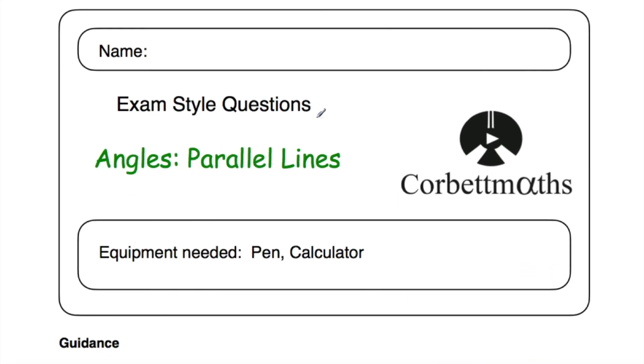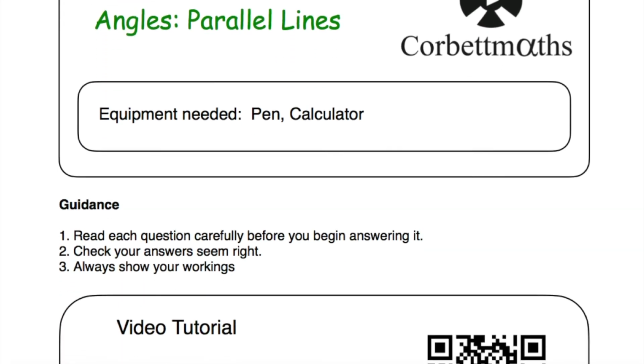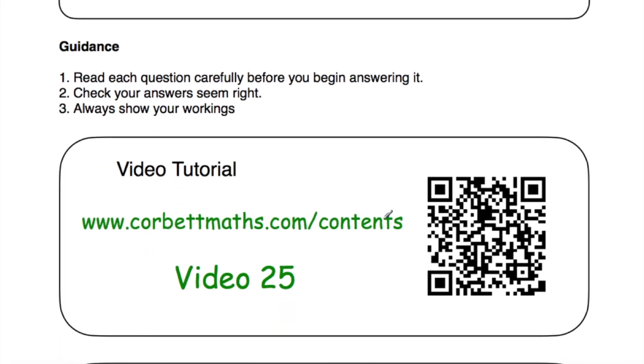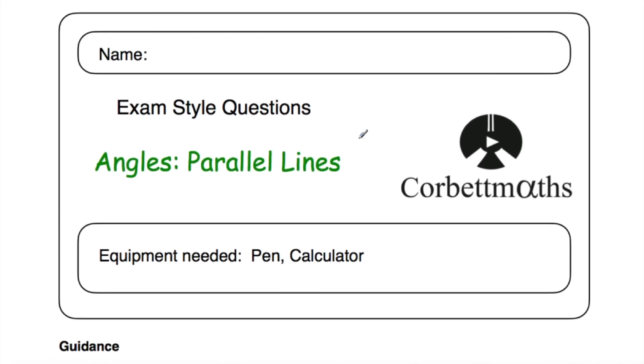So these have been the video solutions to the angles and parallel lines practice questions. I really hope you found this video useful. If you need any extra help on angles and parallel lines, or there's alternate angles or corresponding angles, co-interior angles, or vertically opposite angles even, if you go to Corbettmaths, go to the videos and worksheet section and scroll down to video number 25. There's a dedicated video tutorial there on angles and parallel lines. Alternatively, you can scan this QR code. But in this video, we're focused on the video solutions to the practice questions.